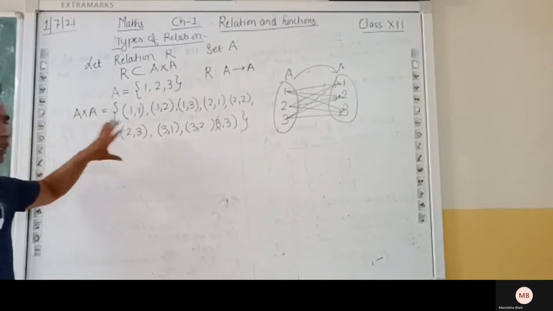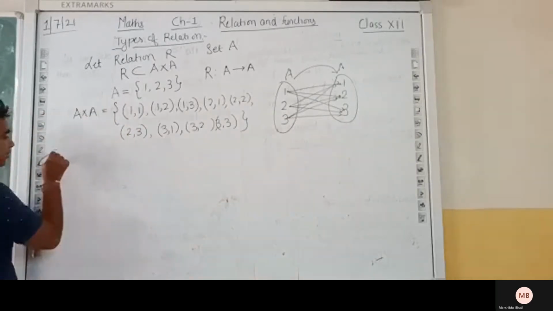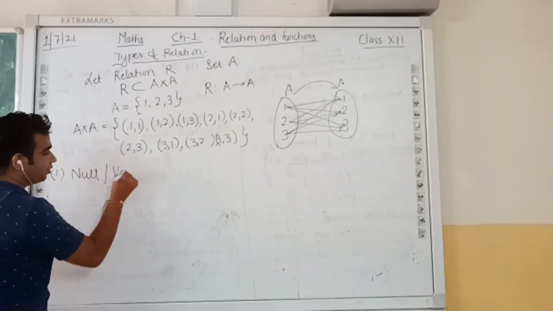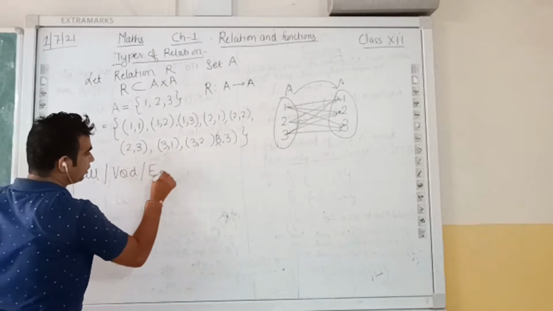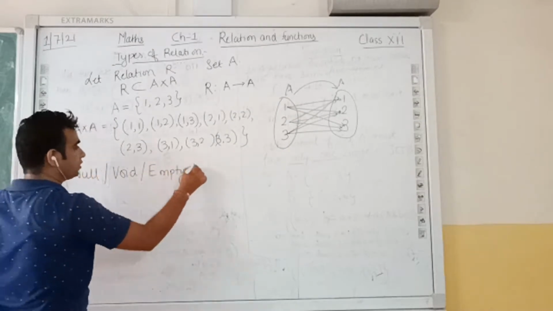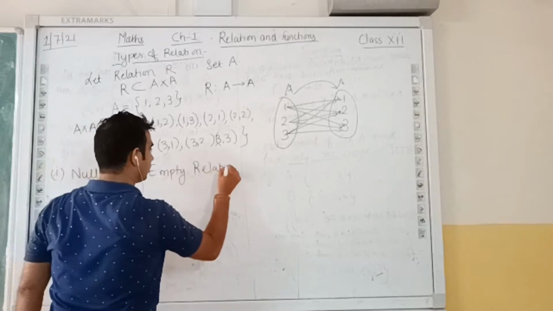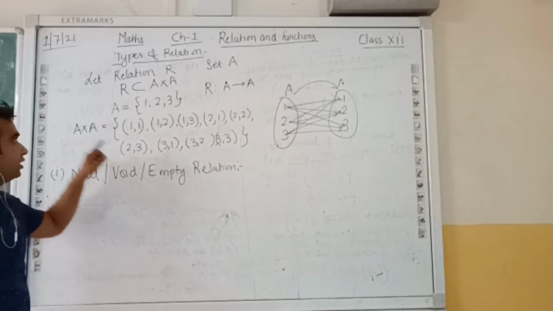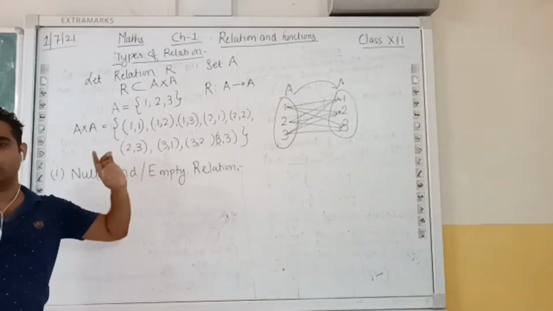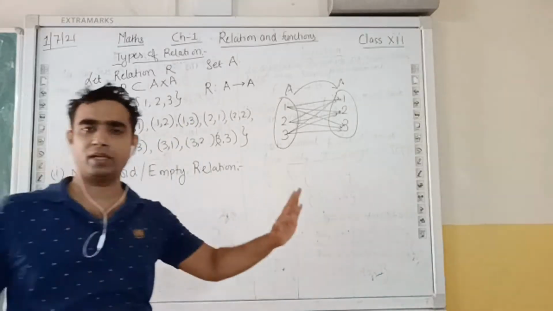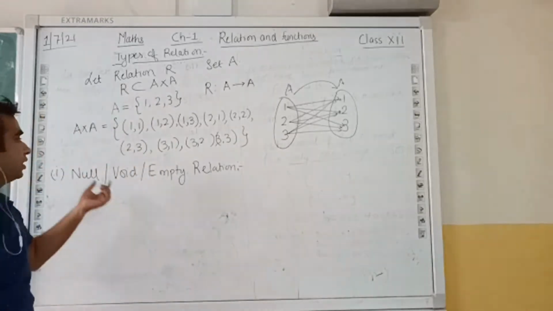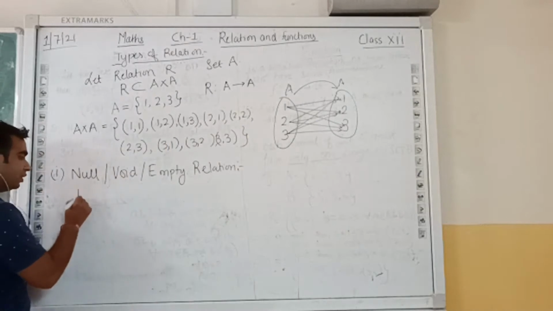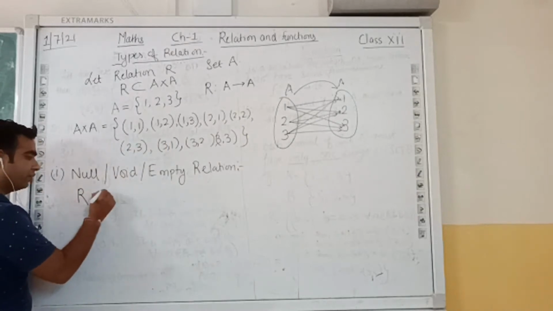Now we need to find out the types of relation. What are the types of relation here? The first relation which we are going to discuss is the null, or we can say void, or we can say empty relation. Okay. मेन से मालूम चल रहा है, ऐसा रिलेशन जिसके अंदर कोई भी ऑर्डर पेयर नहीं हो. The relation which has no ordered pair in its set will be called a null, void, or empty relation. Okay.